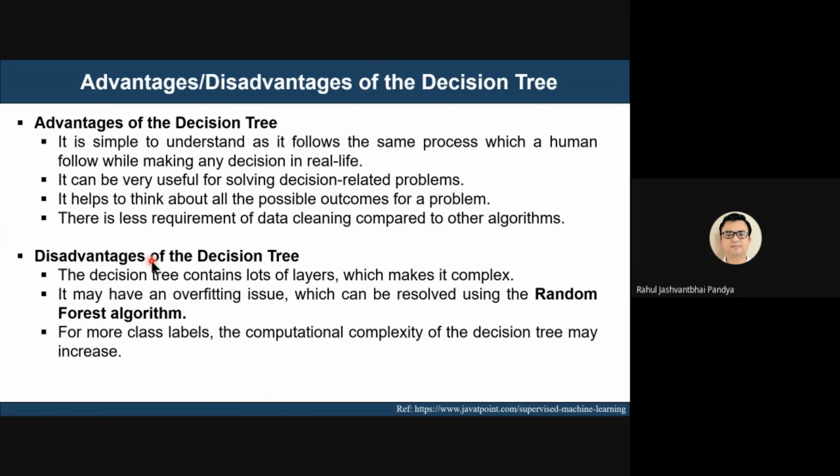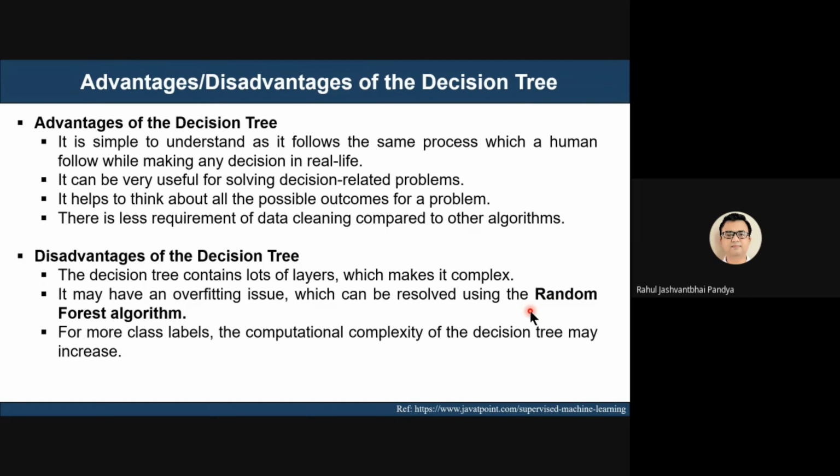There are certain disadvantages of the decision tree, such as the decision tree contains lots of layers, which makes it more and more complex, because we have to apply the decision rules across them, and there are multiple branches, so it becomes highly complex. It may have an overfitting issue here, which can be solved using the random forest algorithm. In the random forest algorithm, we have multiple trees running in parallel, and we take the average of all those trees.